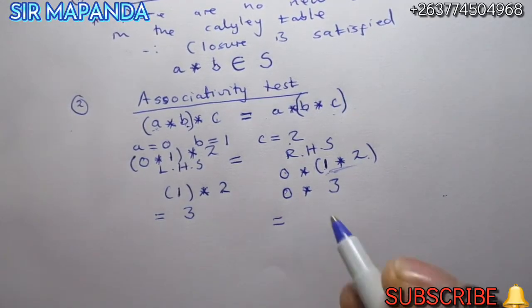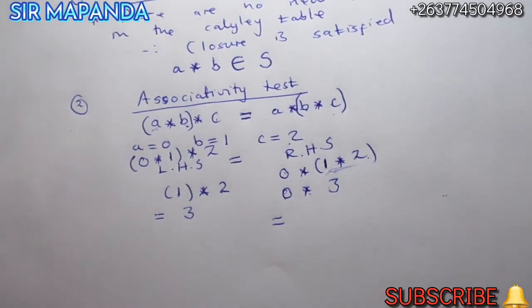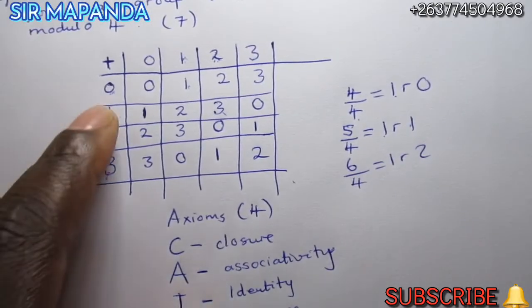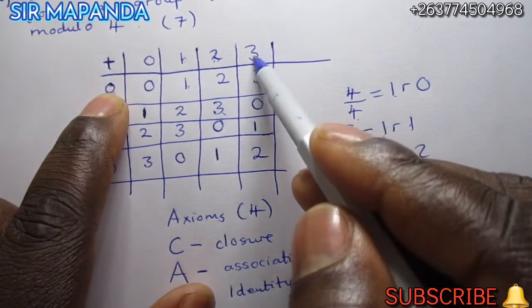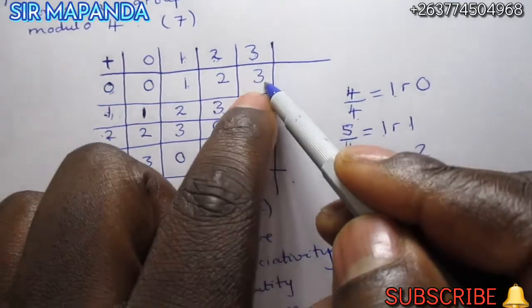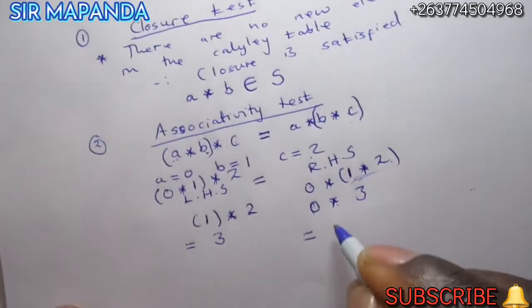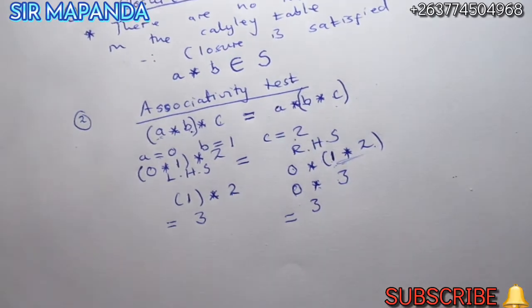Right. So what is the 0 binary operator of 3? You go back to the table. This is 0. This is 3. They are going to meet at 3. So 0 binary operator of 3, you get 3. Right. So you can clearly notice that the left hand side is now agreeing with the right hand side.